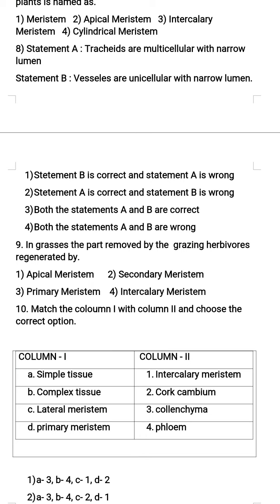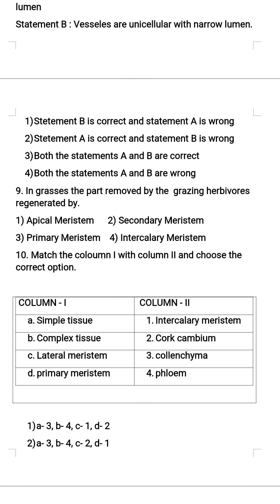Vessel members are interconnected through perforations in their common walls. Understand? So students, this is the correct explanation for statement question, 8th question, a very important concept and way of asking for competitive examinations. Hope you got it.